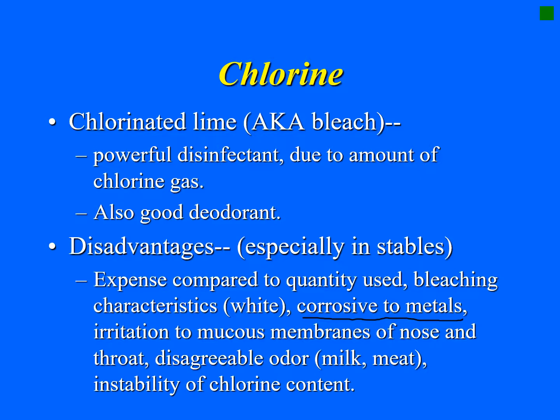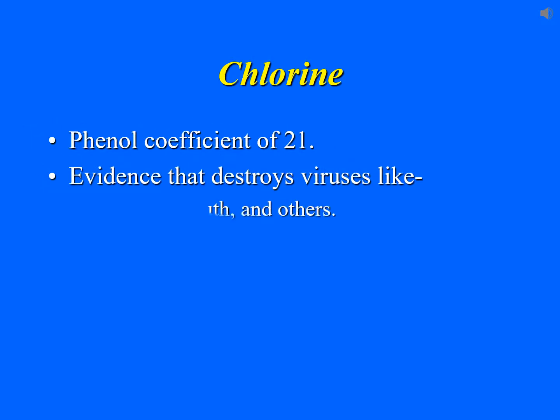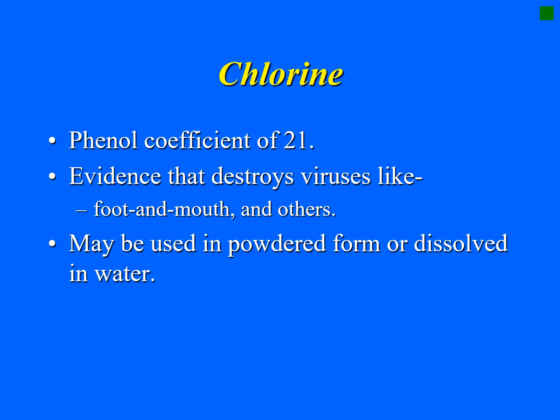So it can be irritating to your mucous membranes of your nose and your throat. Again, meat or milk that smells like bleach is not a good thing. And then chlorine is actually pretty unstable, so you just have to be careful with storage of it. So it has a very low phenol coefficient. It's only 21, so that means it can be diluted down very quickly.